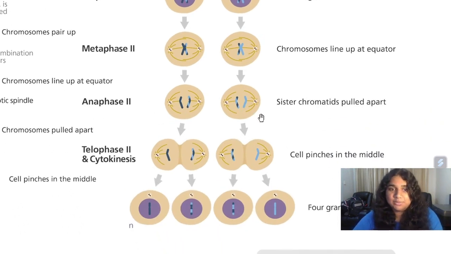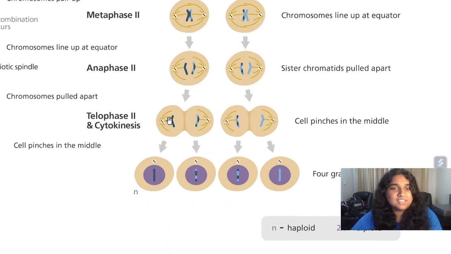Sister chromatids are then pulled apart. Telophase and cytokinesis occurs where the cytoplasm splits and the membranes form. And we end up with four granddaughter cells that are all genetically unique.